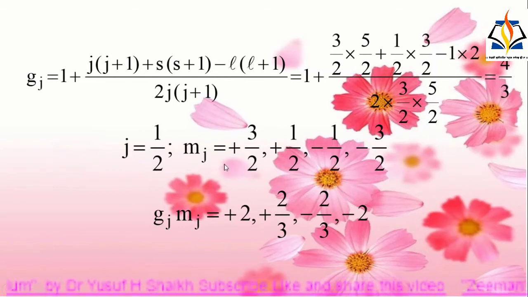J is equal to half, mj is equal to plus 3 by 2, plus 1 upon 2, minus 1 upon 2, minus 3 by 2. So gj mj is equal to plus 2, plus 2 upon 3, minus 2 upon 3, minus 2.